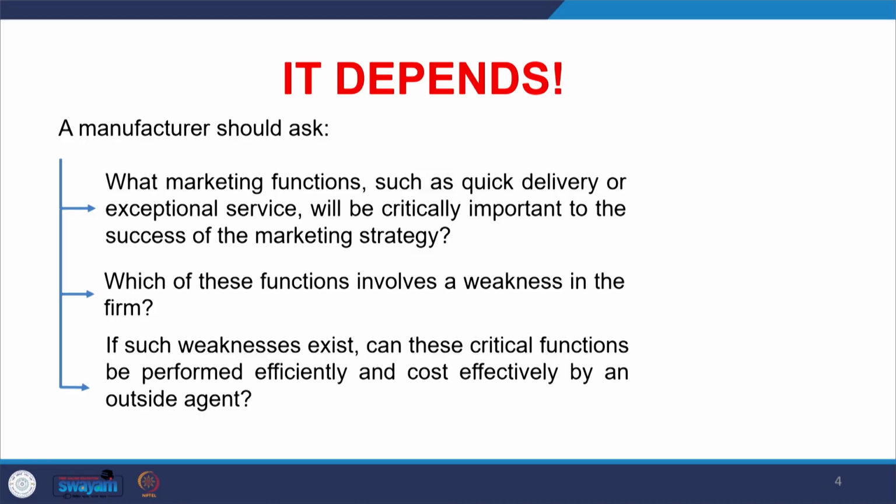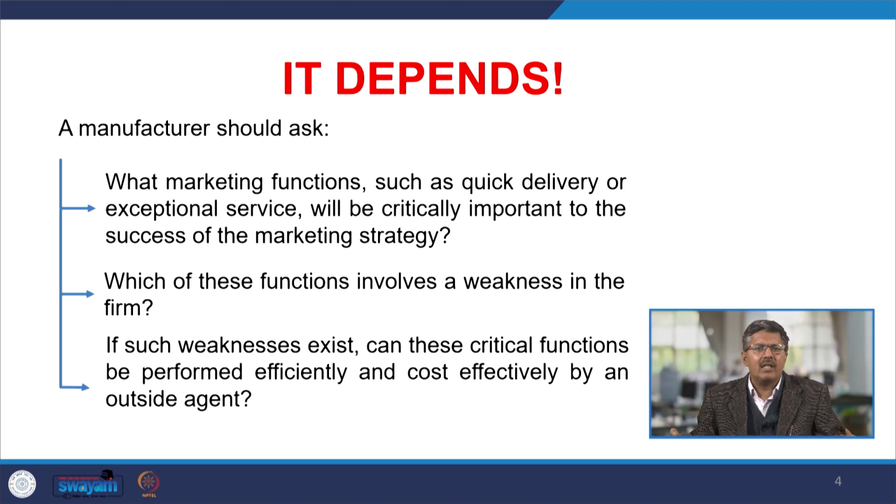So, the manufacturer in that case has to depend on some outside support. If such weaknesses exist, can these critical functions be performed efficiently and cost effectively by an outside agent? So, the question is, if such weaknesses exist, let us say, for example, reaching the customer, maybe promoting the product to your customers, right. So, there are several activities, for example, how fast you can reach the market, what kind of credit risk facilities you are able to take.